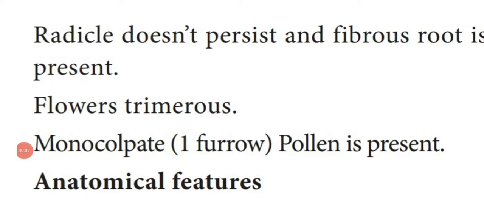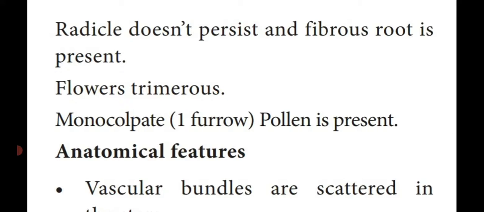Dear students, the root arising from the embryo is known as the radicle. The radicle is not persistent, so they produce a fibrous root system at the base of the stem. So dicot means taproot system, monocot means fibrous root system. Then the flower petals are 3 in number, which is said to be trimerous. The pollen contains only one furrow, that is said to be monocolpate. These are the morphological characters of monocot.